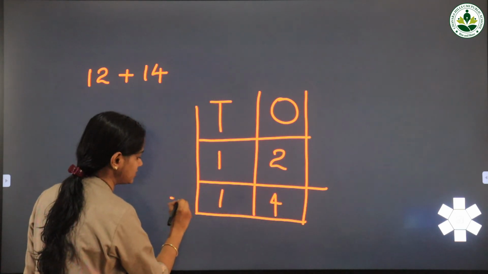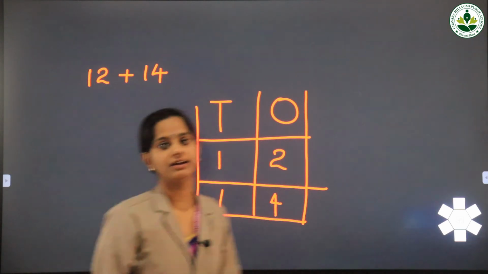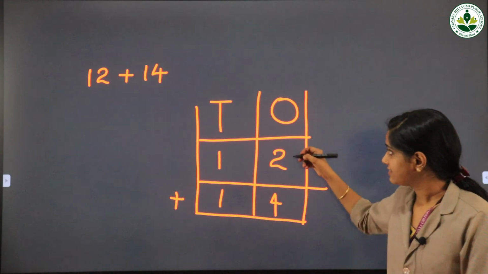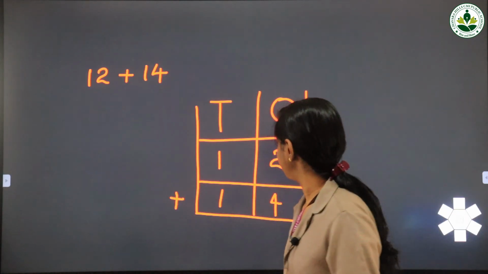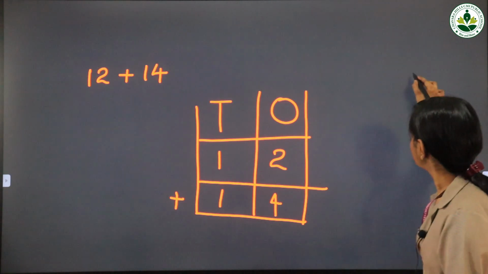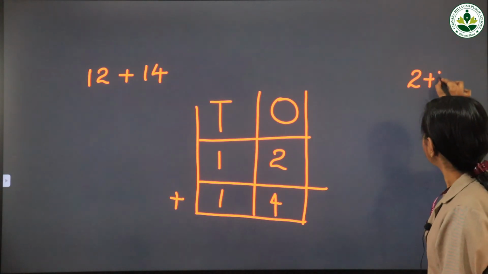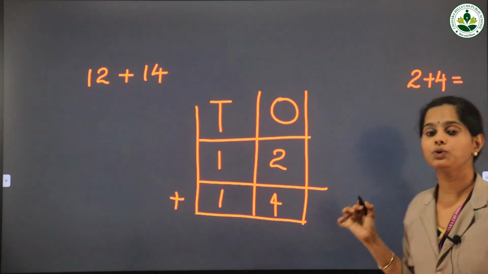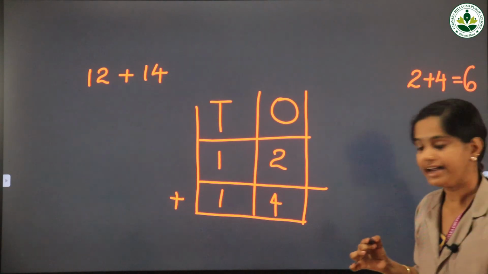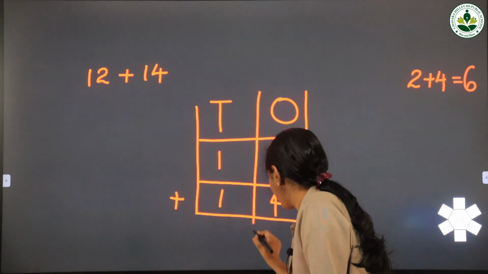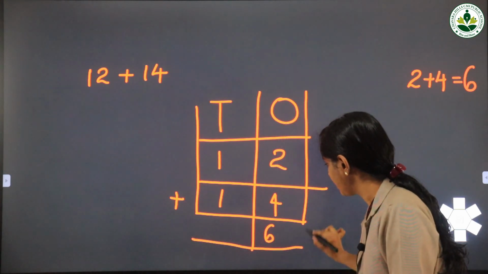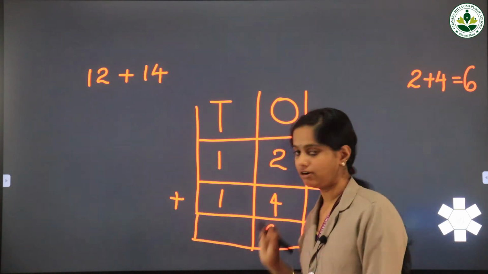This is the addition symbol. Okay, let us start our addition. We can start addition from which side, left or right? Yes, we start addition from the right side. First, we add the digits in the ones place. 2 plus 4 is equal to 6. We write 6 in the ones column. This is the answer column for the ones and this is the answer column for the tens.